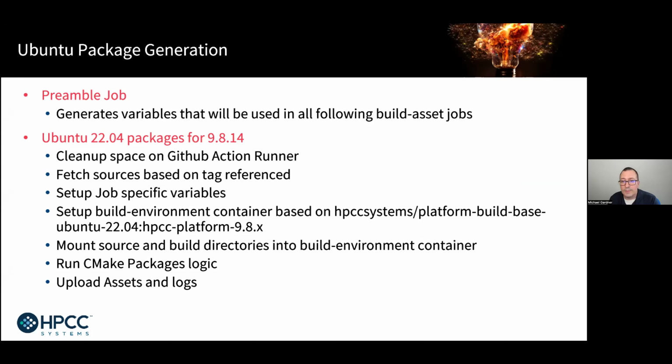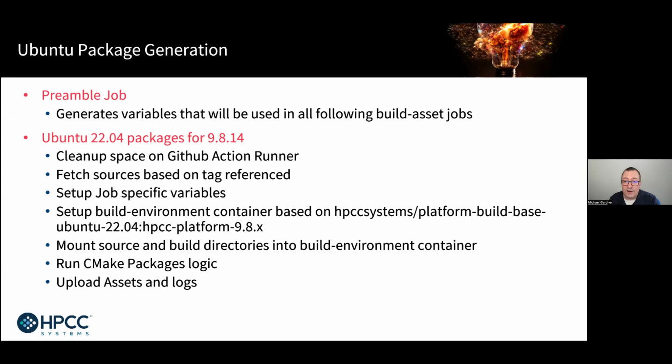But then what ends up happening is we hop into the actual build job and we hit a matrix. And that matrix for this specific job will have an OS that's Ubuntu 2204, and it will have the tag that we started the job with, which will be community_9814-1, which will be a 9814 gold release. We clean up space on the GitHub Action runner.